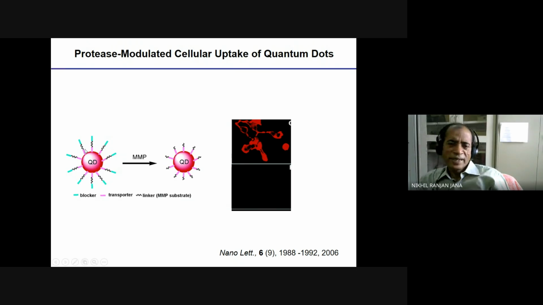So this is one design. This is a quantum dot with some peptides, different kinds of peptides. This one is very interesting, that it can be used for imaging tumors or cancer cells that are in an advanced stage.